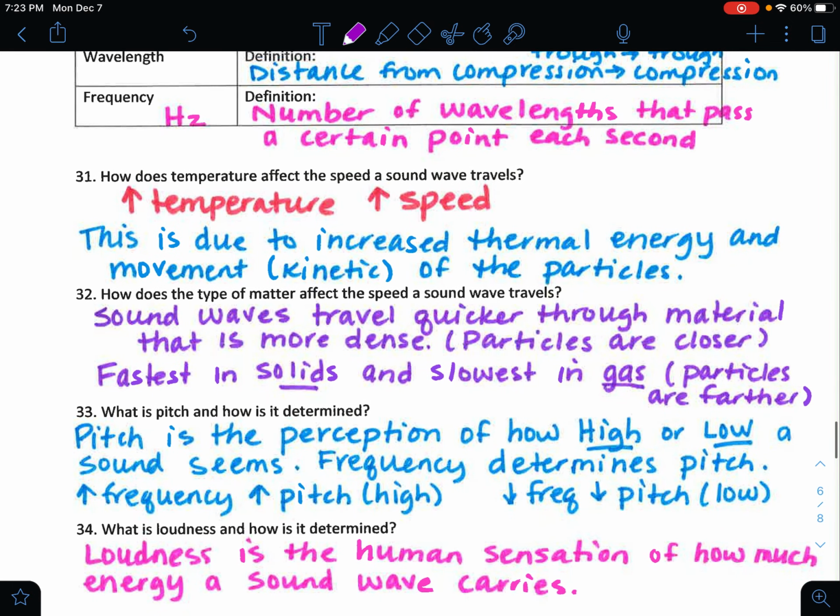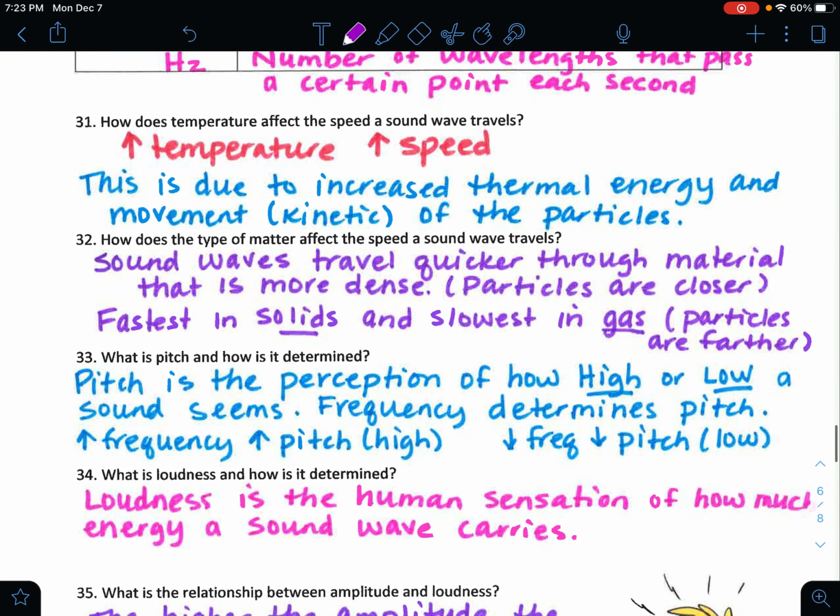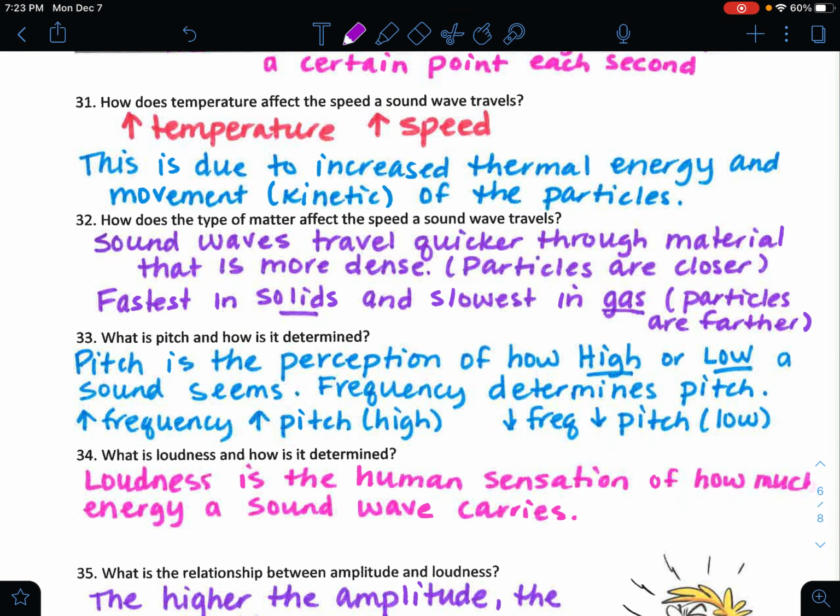How does the type of matter affect the speed a sound wave travels? Sound waves travel quicker through materials that are more dense. Particles are closer, so sound is going to be fastest in the solid and slowest in the gas, where our particles are farther apart. If it's going from particle to particle where it's packed closely together like a solid, that's going to make it go through there quicker. In a gas, they're a little bit further apart, not even touching, and so it's going to go a little bit slower.